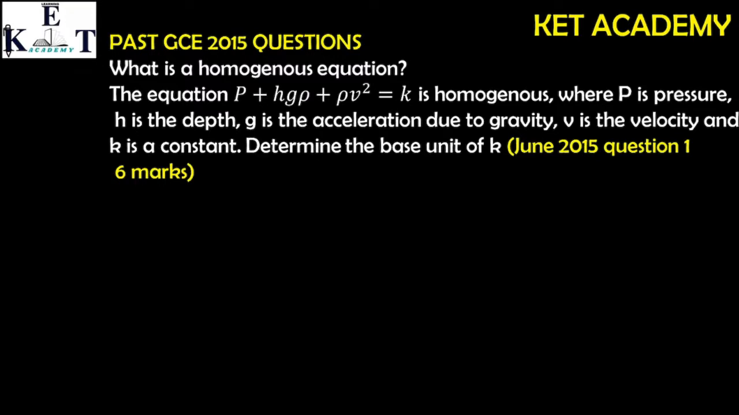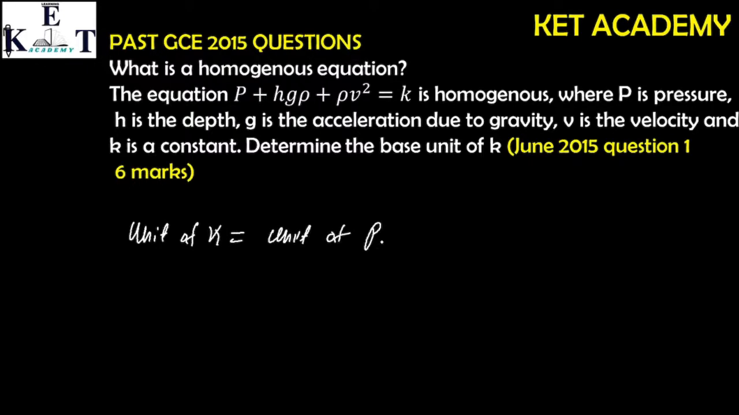So there are various ways in which we can go about this. The first thing we can say here is that we can state directly that the unit of K is equal to the unit of P, which is the pressure. Or we go directly by stating that the unit of K is equal to the unit of Hg rho, or the unit of K is equal to the unit of rho v squared. In each of these cases, it's going to give you the same answer. So to go for the shortest possible answer, we're going to say the unit of K should be equal to the unit of P.